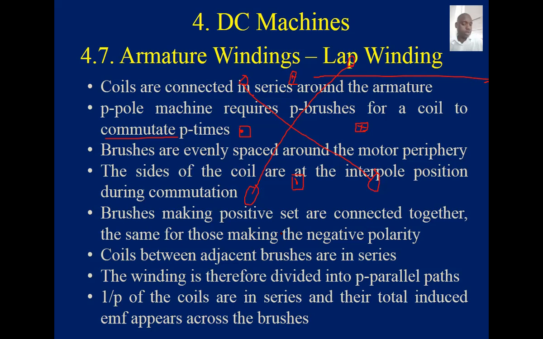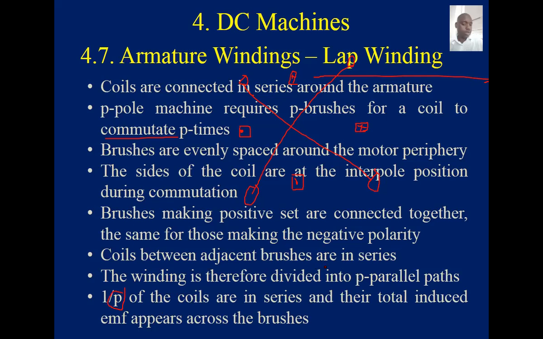So if you have two poles in a lap wound machine, you also have two parallel parts in the lap wound machine. And in that, 1 over P of the total number of coils are in series, and their total induced EMF appears across the brushes. So if we have a two-pole machine, then half of the coils will be connected in series. Okay? And then we have two parallel parts.